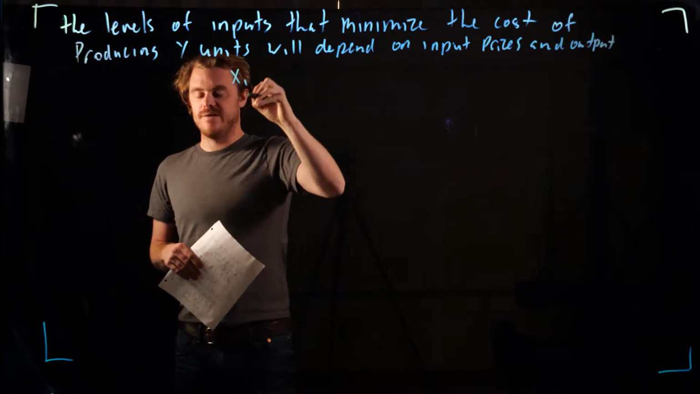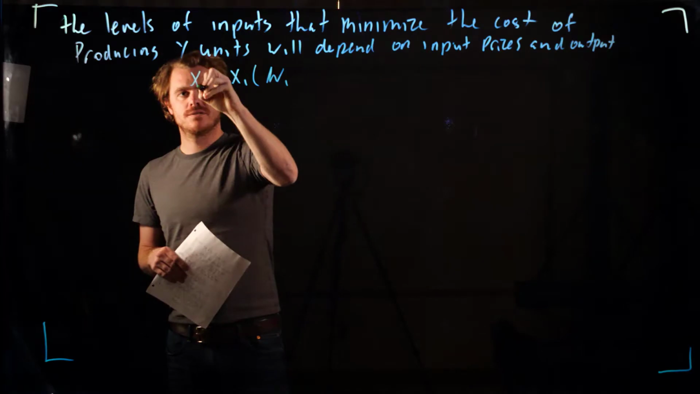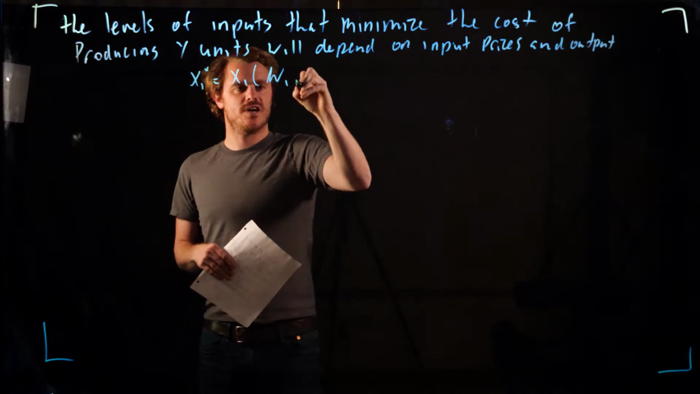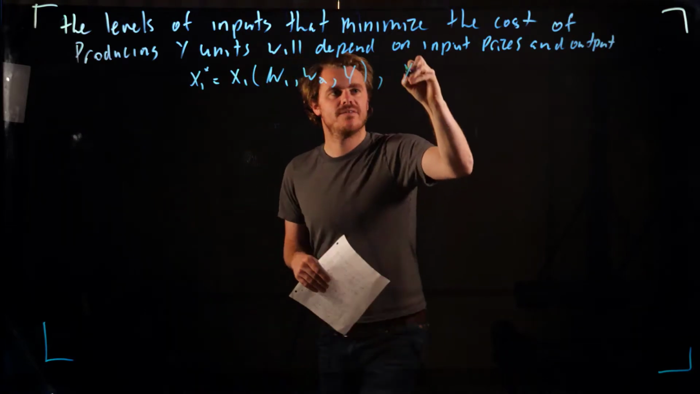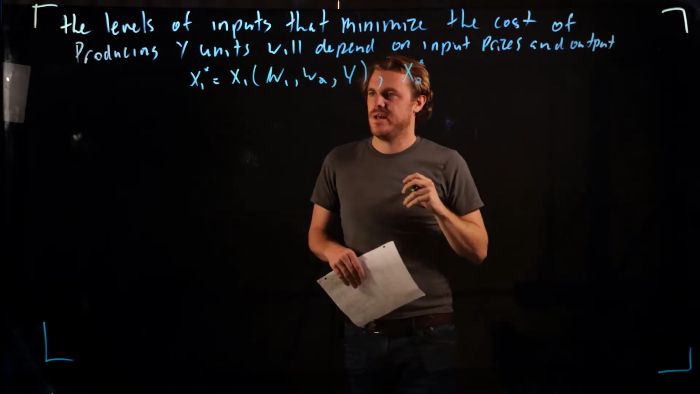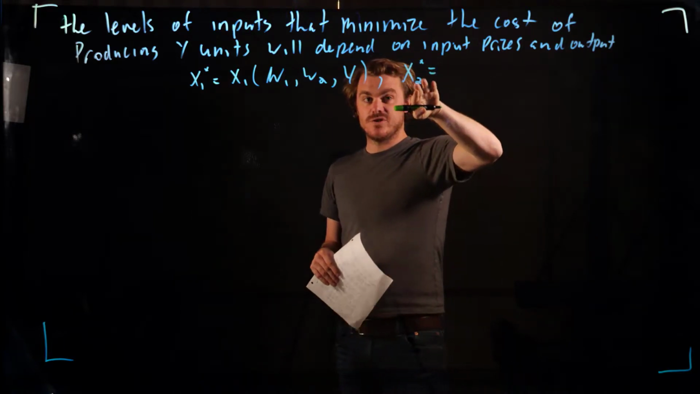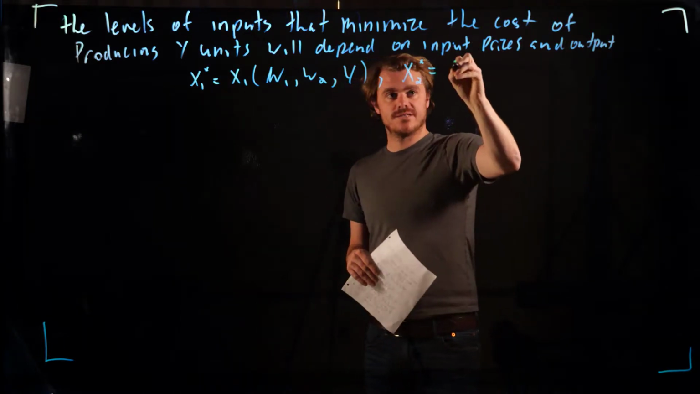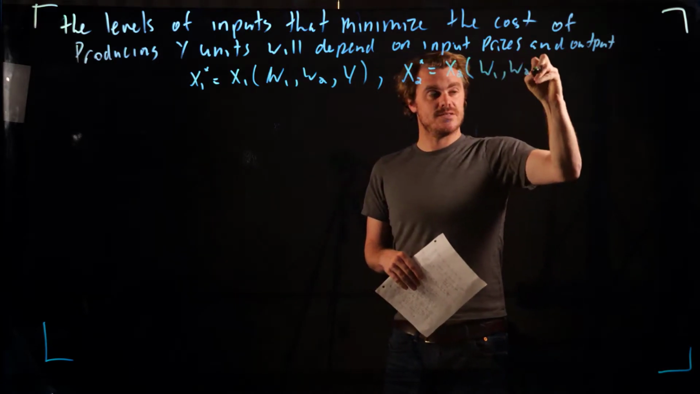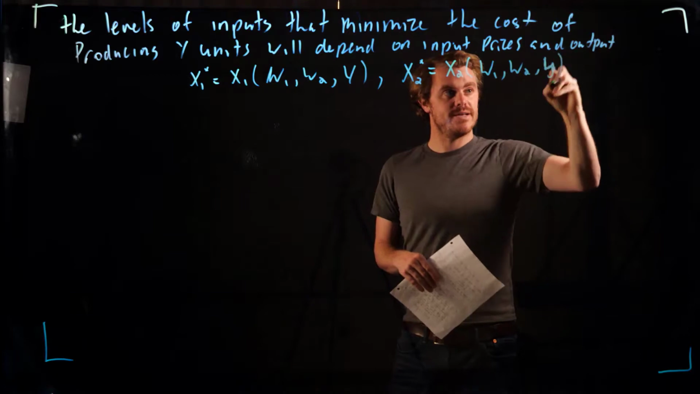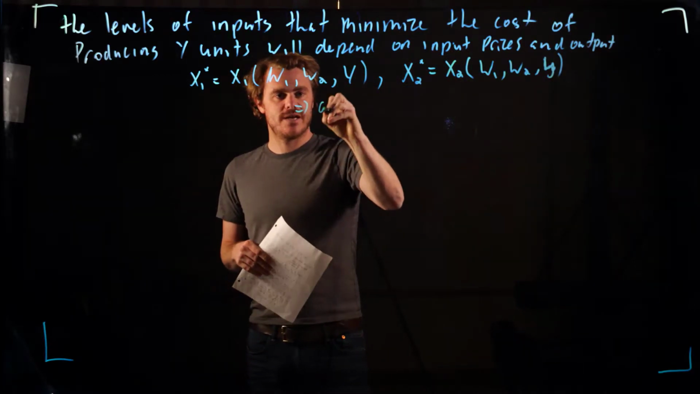So we're going to have x1, which is a function of w1, w2, and y. Then we're going to have our other input, x2 star. The amount of x2 we should be using to minimize costs is going to be x2 as a function of the same things. And we're going to call these, y should be there, and we're going to call these derived factor demands.